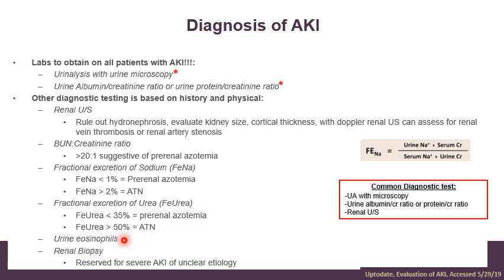Urine eosinophils is another test that can be done. For the most part, not a necessary test. And for people with really severe kidney disease, or you're just not sure what's wrong, you may want to do a renal biopsy. But in general, the red box, this is what you need to do. You need to do an ultrasound, you need to do a urinalysis, urine protein studies, and possibly an ultrasound. Those are the main ones that you're going to do as a student or general practitioner.